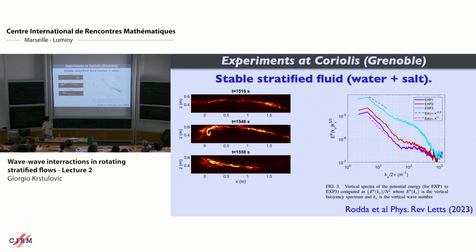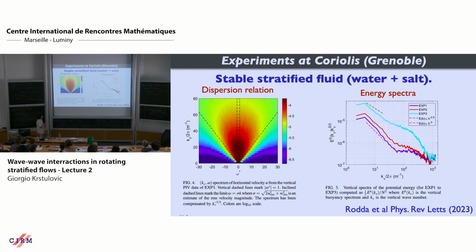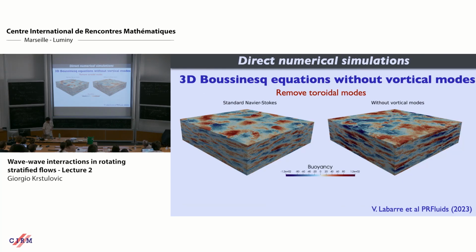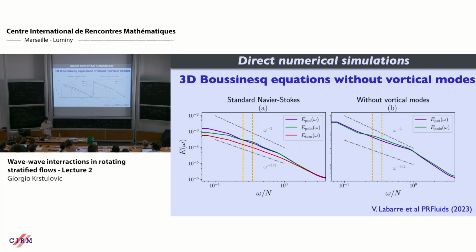If you look at the omega-k plots, it doesn't really look like a curve where you can say that you have waves. So that was very difficult. I'm really rushing, so I just want to show that doing DNS doesn't really help. We tried to do the same, removing vertical modes. We didn't get anything good.